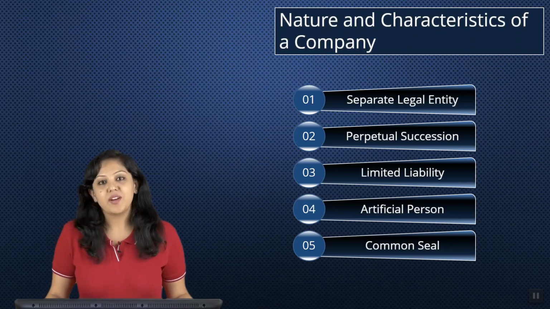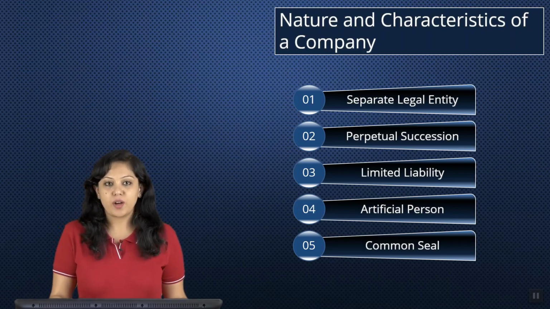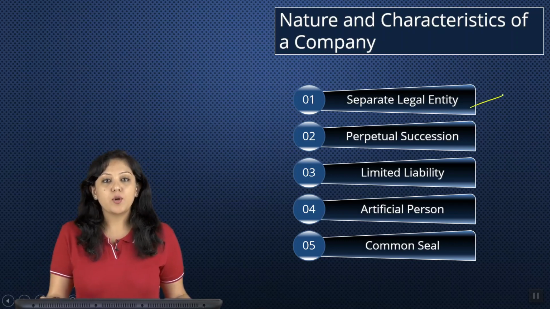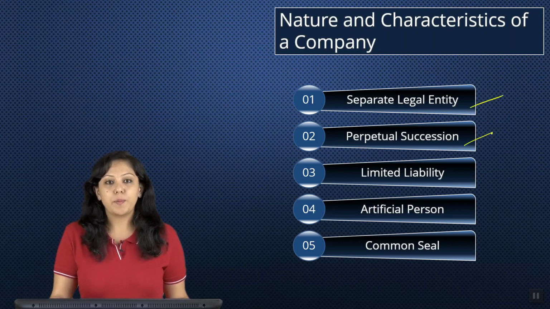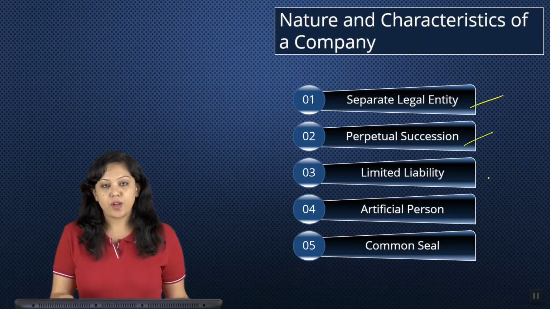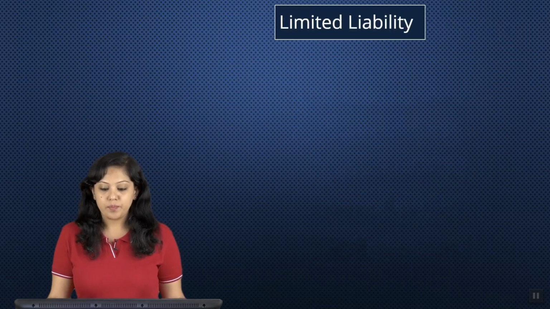Welcome back, guys. We were discussing the nature and features of a company, right? So you've already learned about separate legal entity, you've learned about perpetual succession. Now let's start with the remaining three features of a company: limited liability, artificial person, as well as common seal.